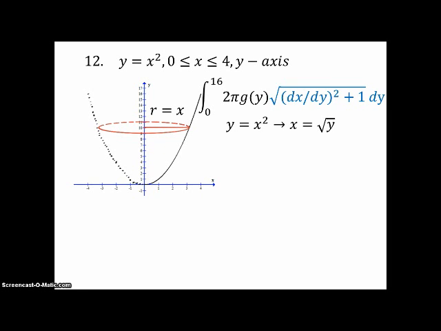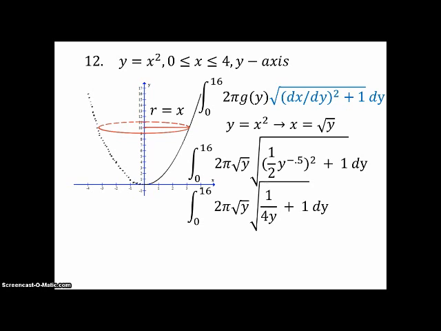And so solving for x, we can see that if y is x squared, x is the square root of y. And so the radius in terms of y is root y, and dx dy is the derivative of the square root of y, which is a half y to the negative 1/2. And if we simplify that, we get this integral, which I don't think you'd be able to integrate. I'm not sure offhand how we would integrate that. So let's take a look at the other option.